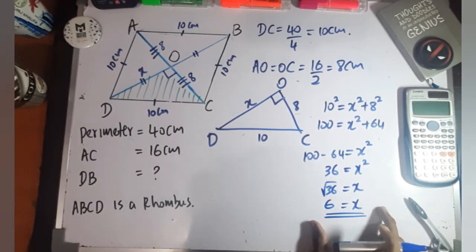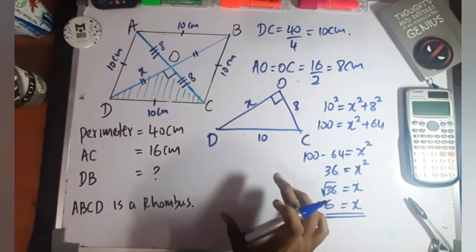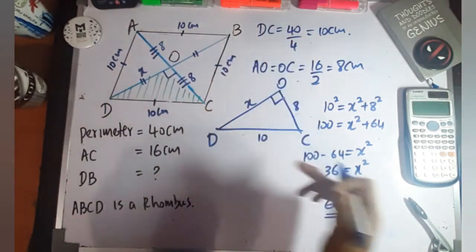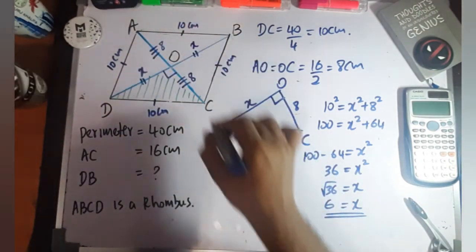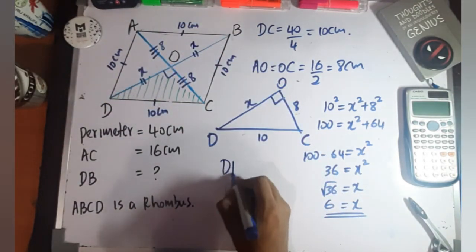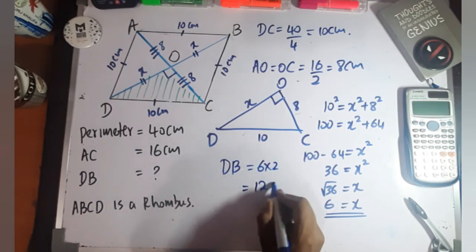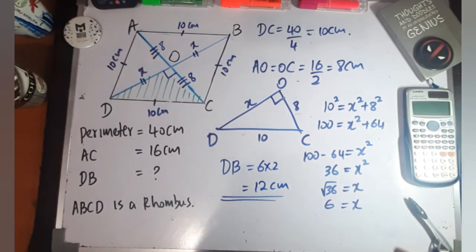Most of you entered this as the answer. I feel pity on you because you have figured out the answer correctly, but you have not answered the question. Because the question is not asking the DO length, the question is asking the DB length, which is twice of x, because as I told you already, diagonals bisect each other. So the DB length should have been 6 times 2, it should have been 12 centimeters. So that should have been the final answer, not this.